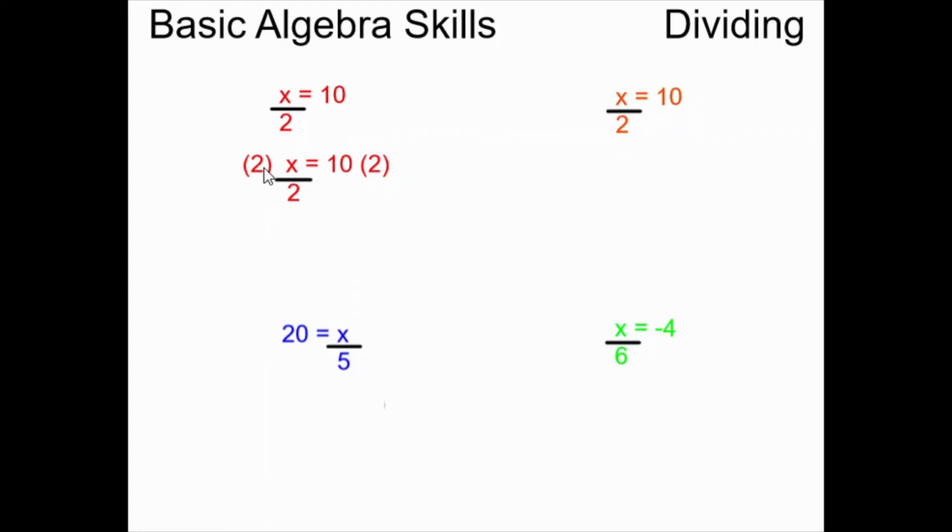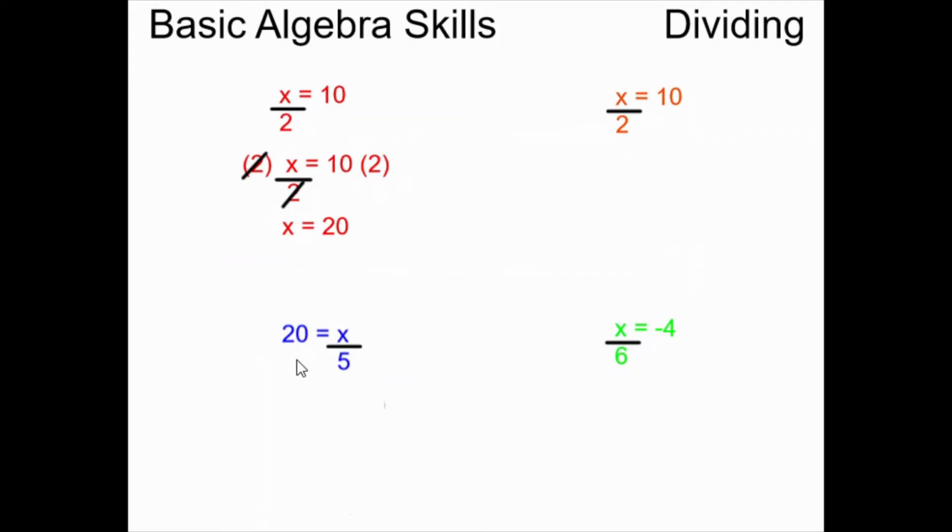Whatever you do on one side of the equal sign, you also have to do on the other side. So if I am multiplying the left side by a 2, I also have to multiply the right side by a 2. These 2's cancel, and that leaves my x alone, isolated. On the other side, since 10 times 2 is equal to 20, I have the statement x equals 20. I have my answer.